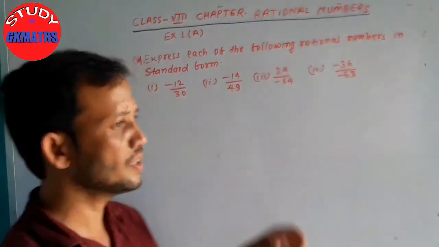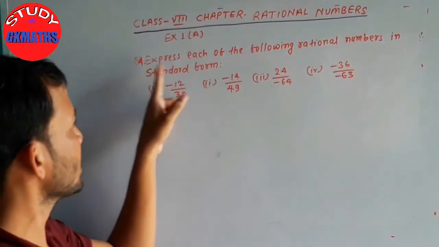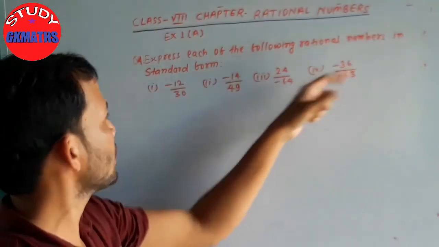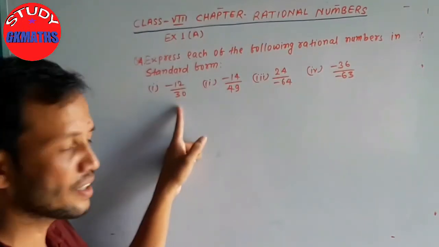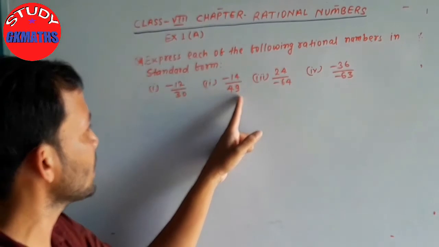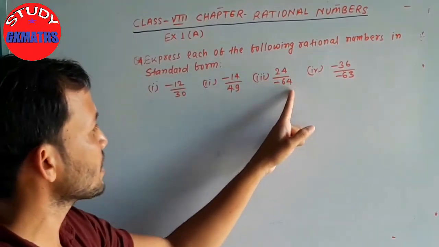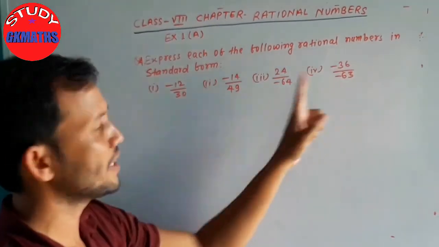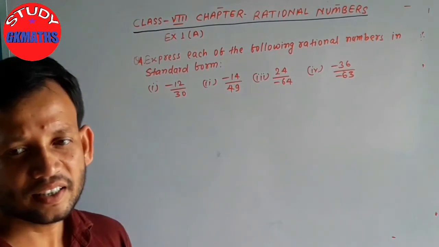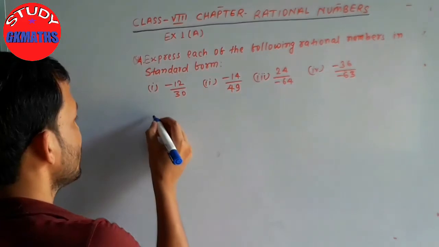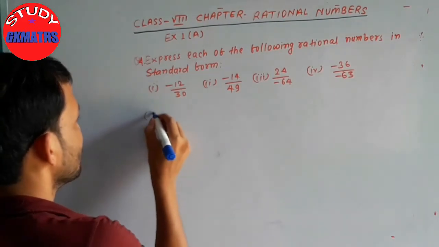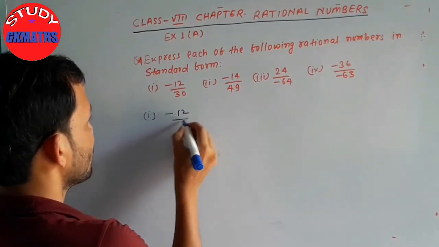Your next question is here. Question number 4. Express each of the following rational numbers in standard form. The first is minus 12 by 30. The second is minus 14 by 49. Then 24 by minus 64, and minus 36 by 93. You will find them in standard form. How can you find the standard form? The first question is minus 12 upon 30.